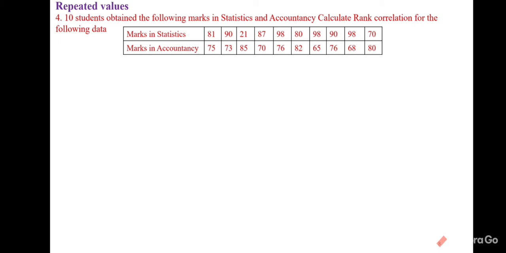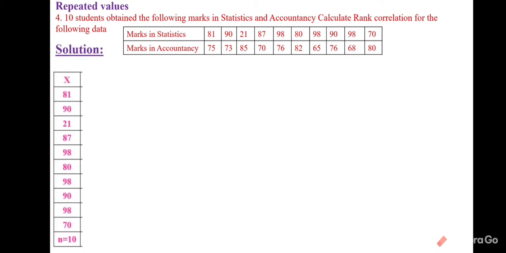Here marks in statistics and marks in accountancy are given. Similarly, we write them in vertical form. First you need to check how many times values are repeated. The highest value is 98, repeated 3 times. Three times means the ranks would be 1, 2, 3, but we cannot give 1, 2, 3. We have to follow a procedure.